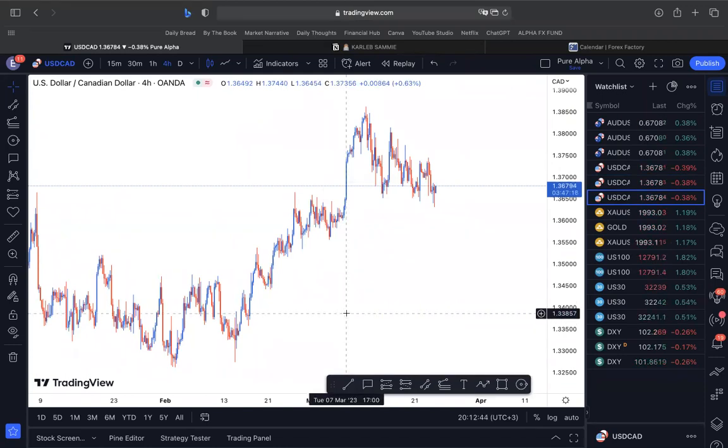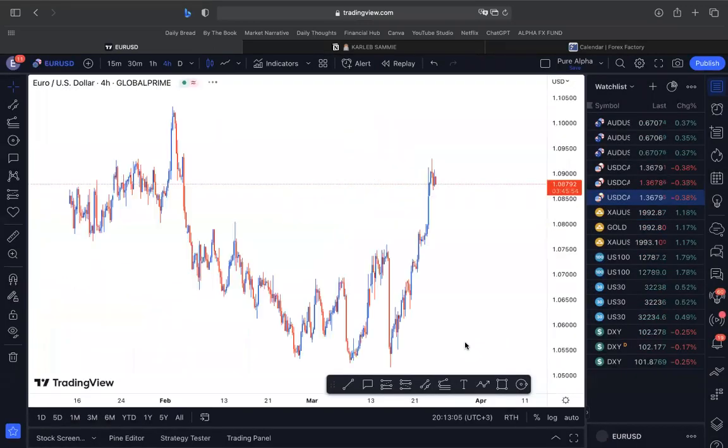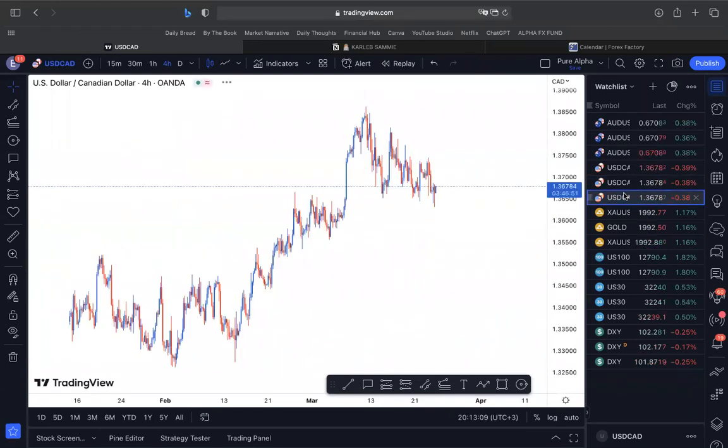Even if I just search here, let's look at Euro USD. You're going to see here, different people will choose different ones. I don't know how people choose this criteria. I'm sure even most people don't know. They just search Euro USD and press enter. But the thing is, there's Euro USD by FXCM, there's Oanda, there's forex.com, there's Paperstone, there's ICE, 8cap, Capital, Saxo, Global. It goes on and on and on. But the thing is, they're different in a different way. So that's what I want to cover.